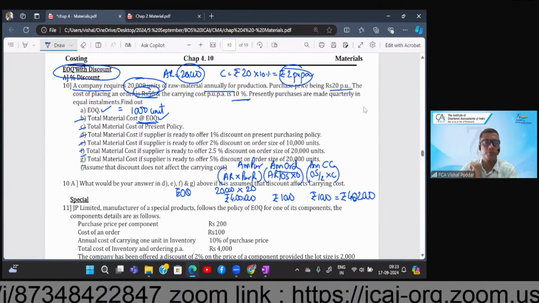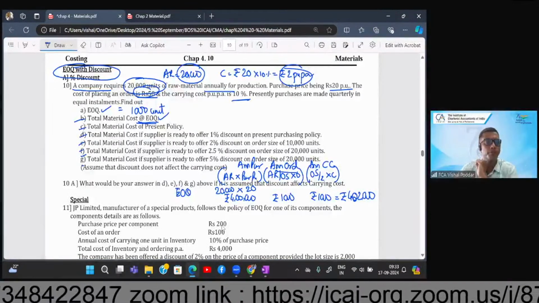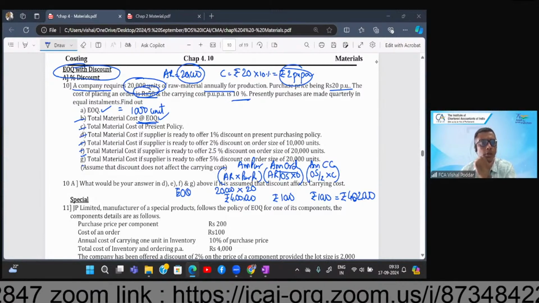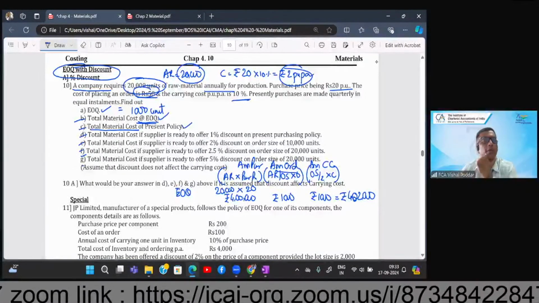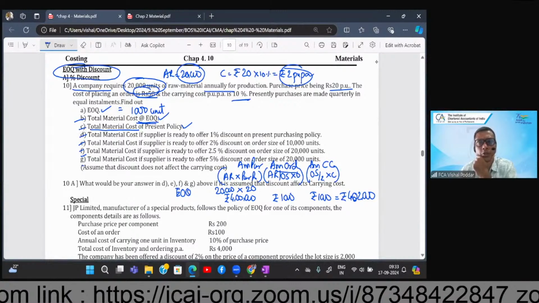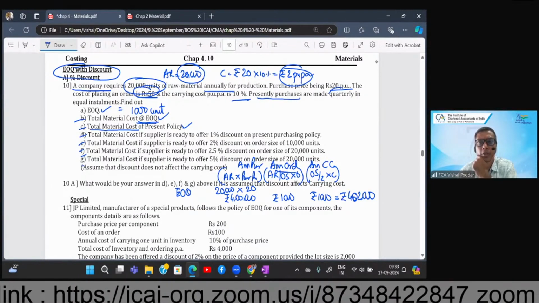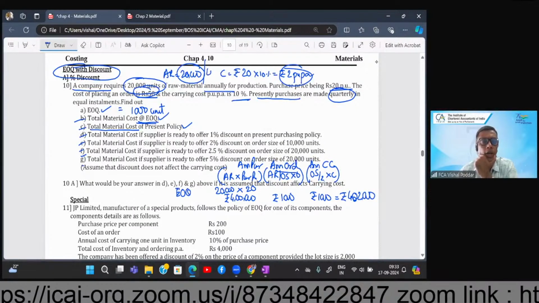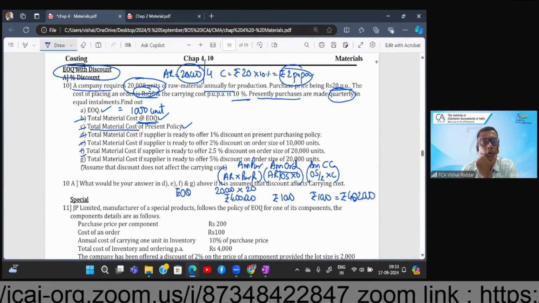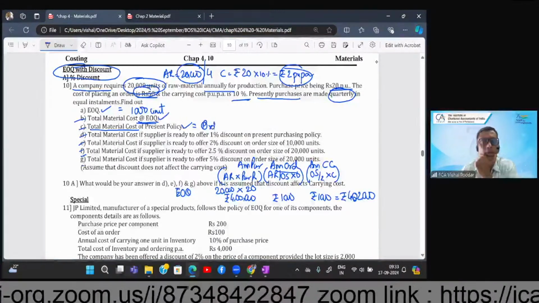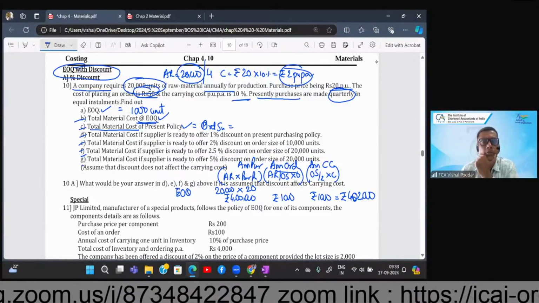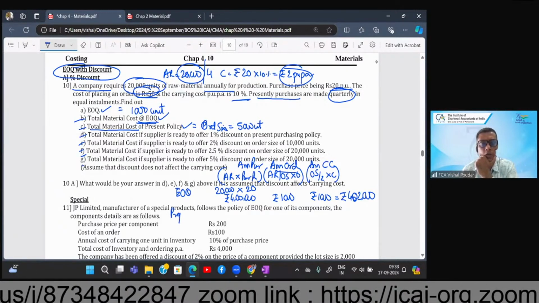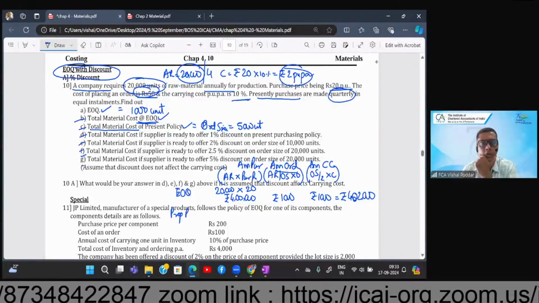Yes. No questions, students? Super. Now, what is my next question? You have to find out total cost for the present policy. What is the present policy? How much they are ordering? They are saying presently purchases are made quarterly. So when you are making purchases quarterly, it means AR divided by 4. So your present policy order size is 5,000 units. Now give me total cost for present policy.